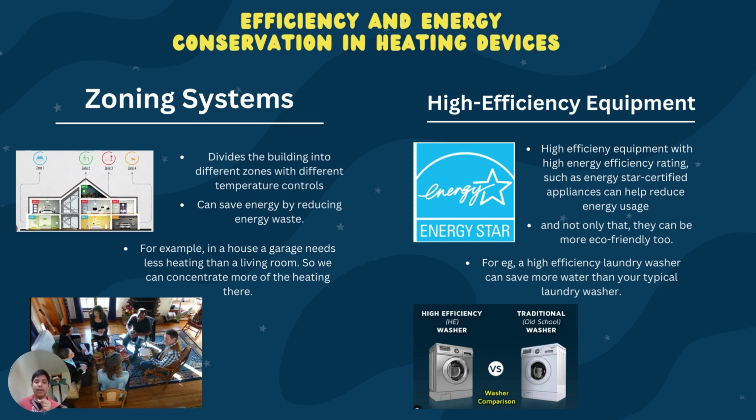So finally, high efficiency equipment. High efficiency equipment with high energy efficiency rating, such as Energy Star certified appliances, can help reduce energy usage. For example, a high efficiency laundry washer can save more water than your typical laundry washer.